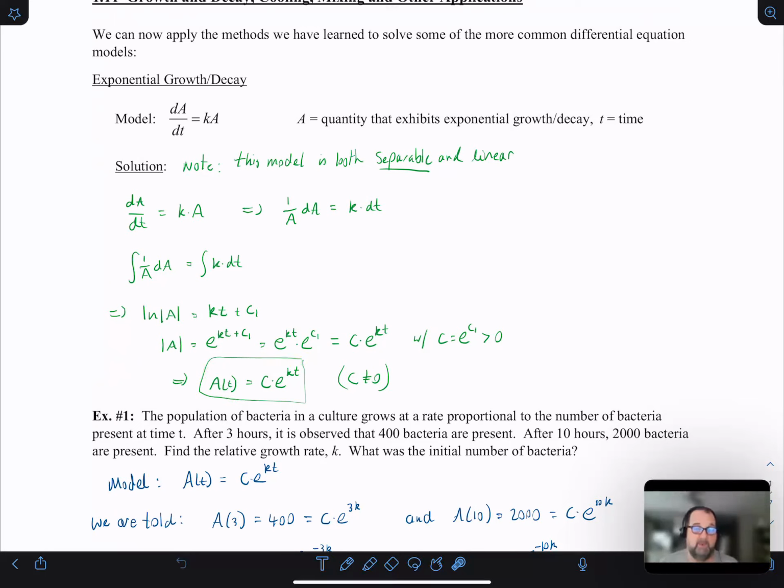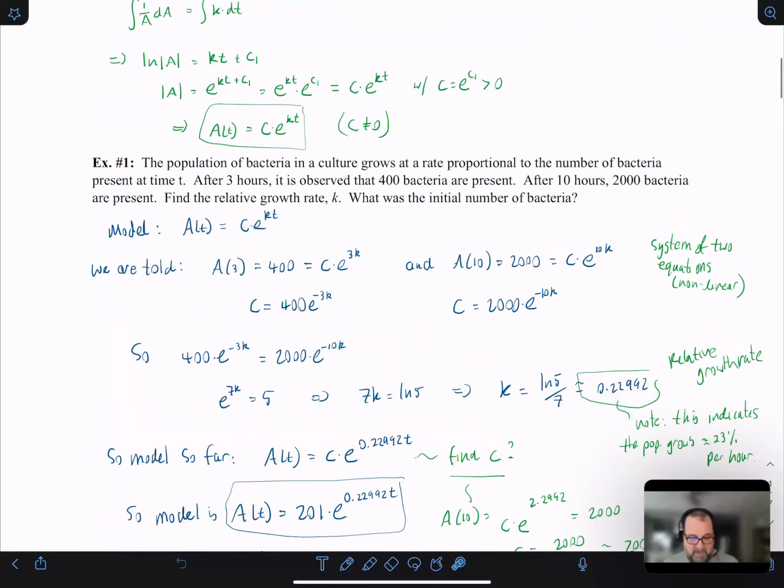This actually works for exponential growth and decay. If you have exponential growth, the k number is positive. If you have exponential decay, the k number is negative. You can see that here as well. The rate of change of A is, if it's a positive k, it's growth. If it's a negative k, it's the decay. So again, just some examples of this model, using this model.